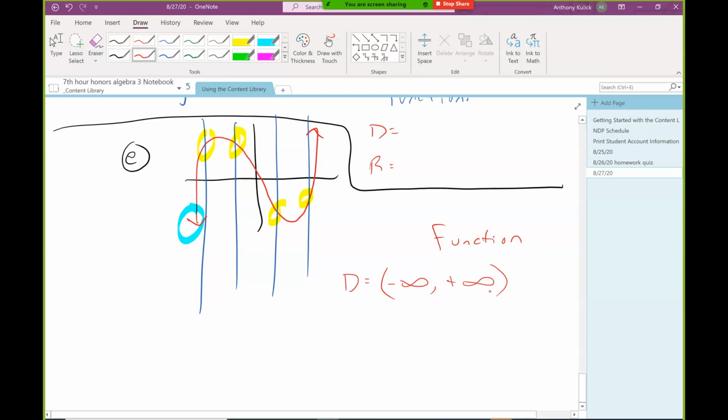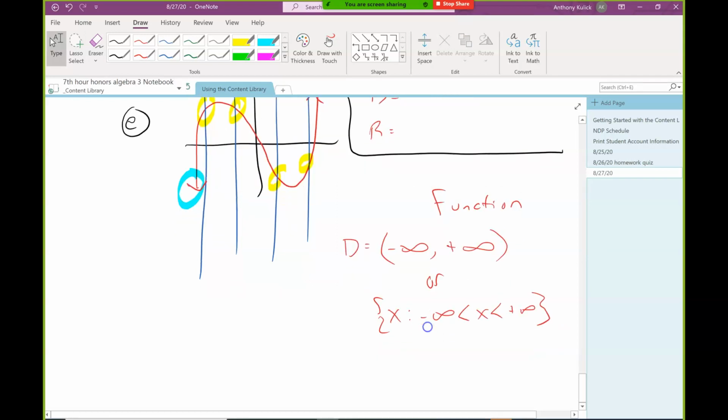Yes? So you could say the set of x is such that negative infinity is less than x, which is less than positive infinity. You could represent it that way, or even just as an inequality. Any of those representations I would accept. Okay?